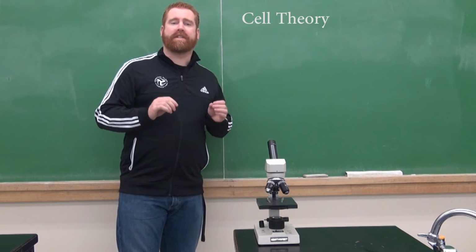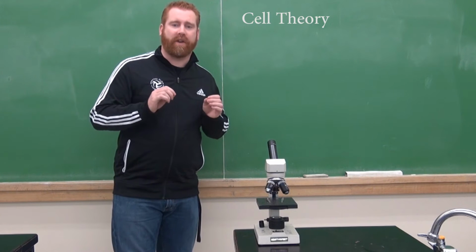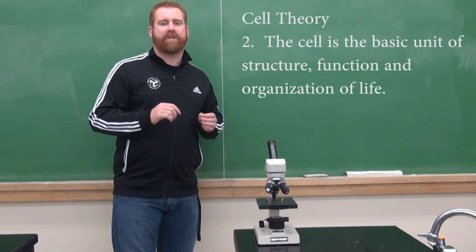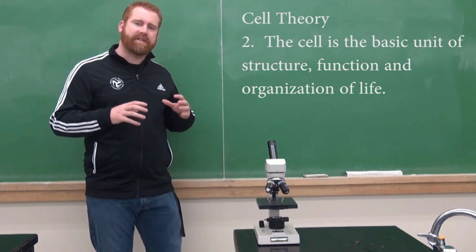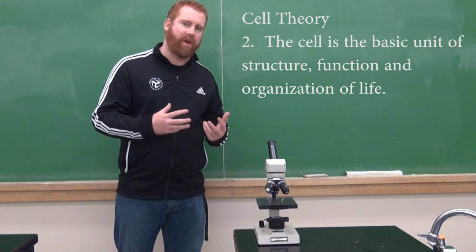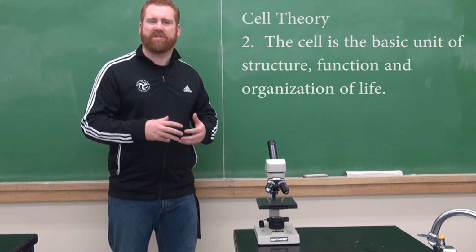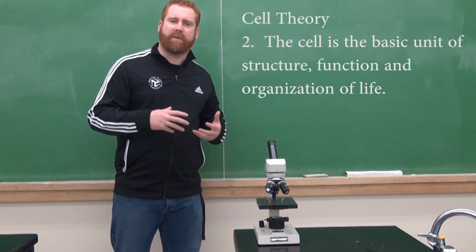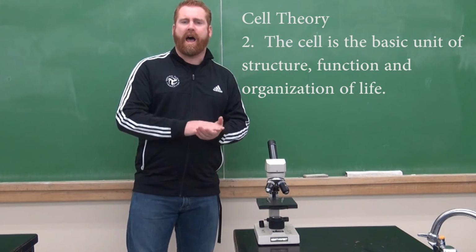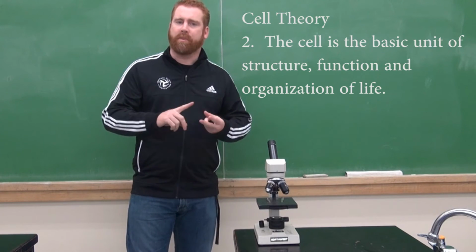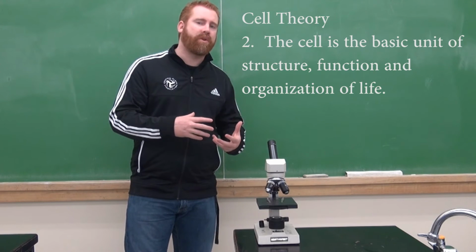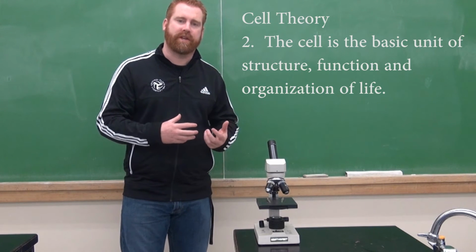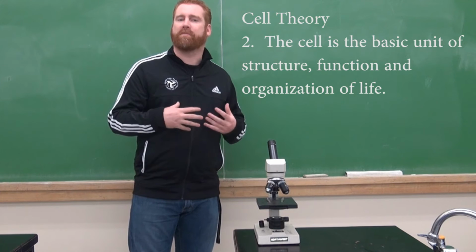The second point is that the cell is the basic unit of life. Okay? So the basic unit of structure, function, and organization of life. Now what that means is that the cell is the smallest thing that's capable of life. The activities that we assume for something that is alive will be able to be carried out, for example, production of energy, reproduction, growth. These are the things that we're talking about. And nothing smaller than the cell is capable of doing those things. Therefore, the cell is sort of the building block of all life.